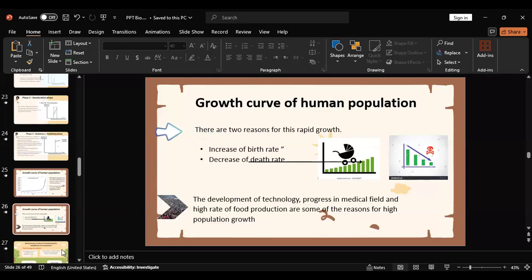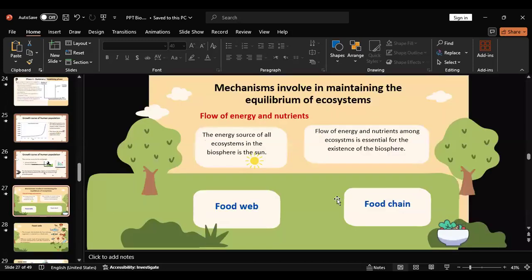Next, the new topic. The new topic is the mechanism involved in maintaining the ecosystem, right? So then the next one is another part: the energy source of all ecosystems in the biosphere.